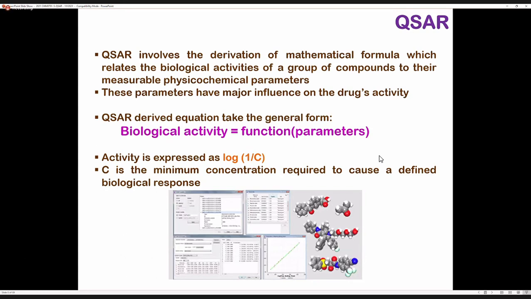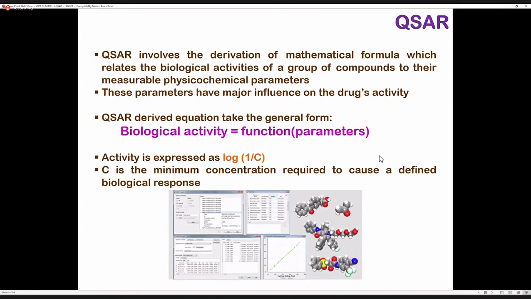Involve the derivation of a mathematical formula, as we discussed earlier, that relates to biological activities. So these parameters have a major influence on the drug activity. These parameters are actually not mentioned much in the slide. We also call them descriptors, right? Molecular descriptors. So keep that in mind.